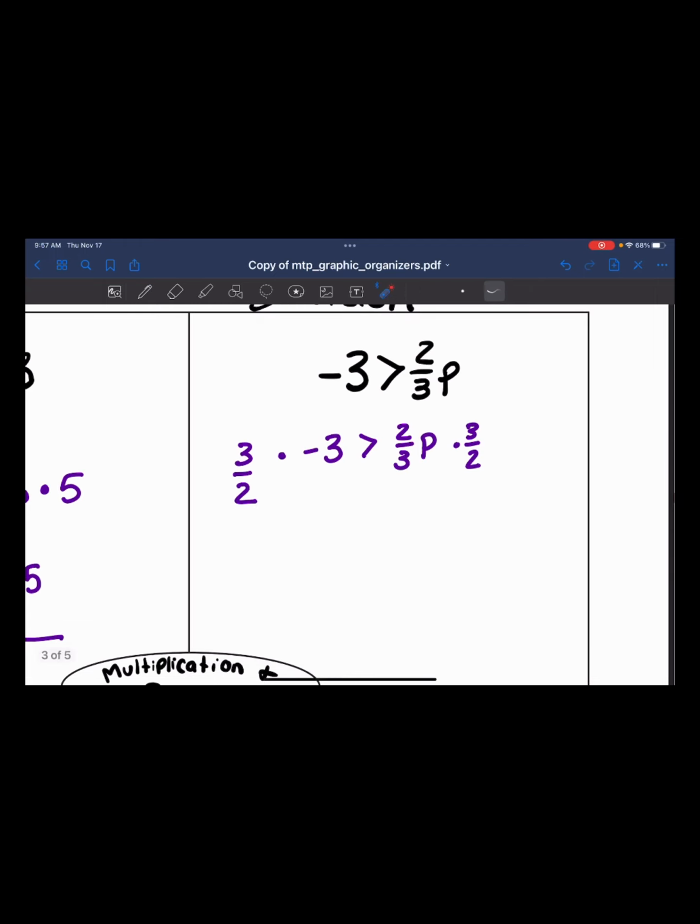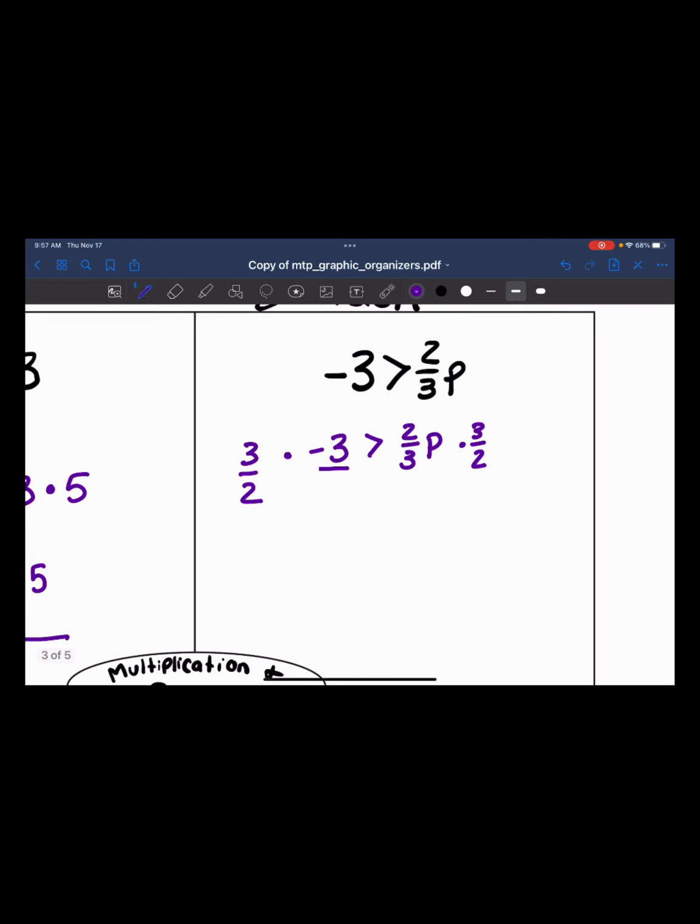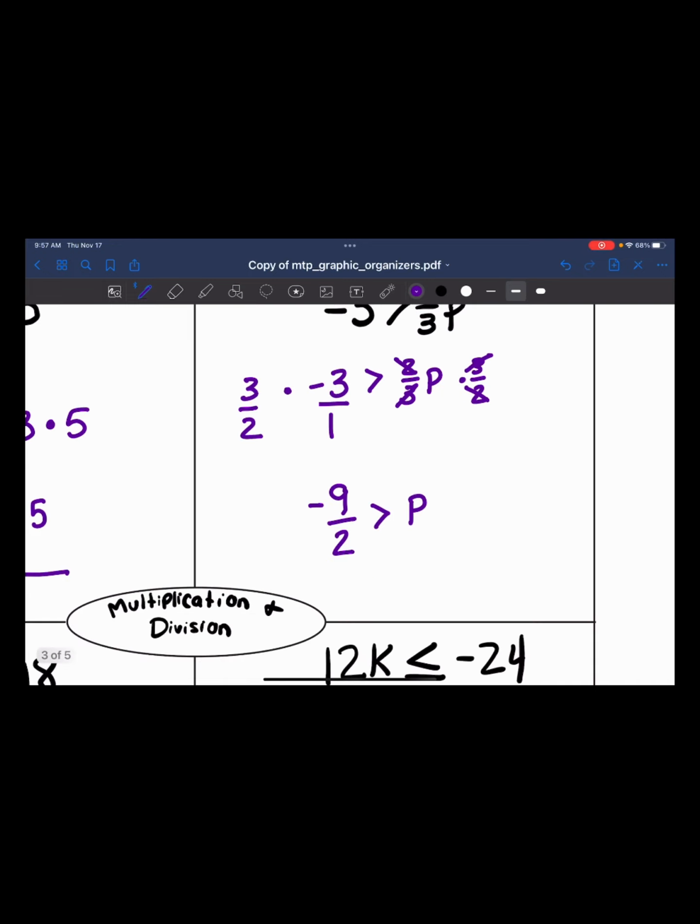Notice how I'm writing it. Did you notice how I wrote the 3 kind of in line with the 3 like this? That's because we're going to turn this negative 3 into a fraction by putting it over 1, okay? These would cancel out, and now we just simply multiply. 3 times negative 3 is negative 9. 2 times 1 is 2. Negative 9 over 2 is greater than p. I'm not going to worry about reducing that right now. Let's just go ahead and graph it.